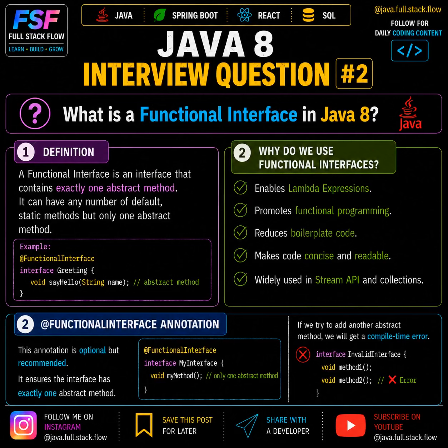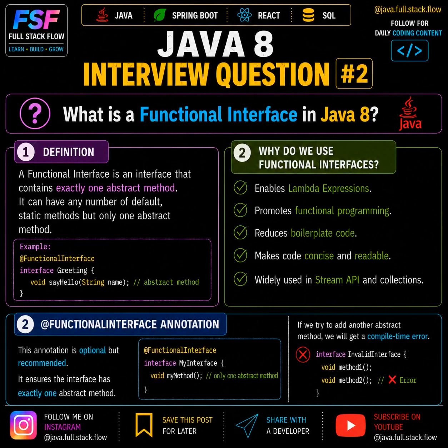Next is, why do we use functional interfaces? The main benefit is that they enable Lambda expressions. It also helps us write less boilerplate code and supports functional programming. It makes code concise and readable. Also, we commonly use them with streams and collections.